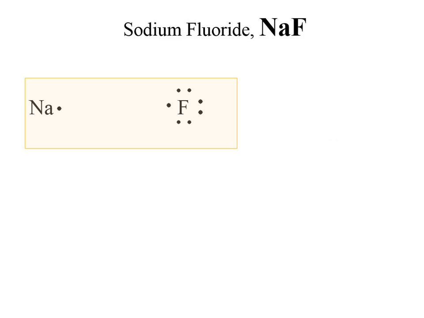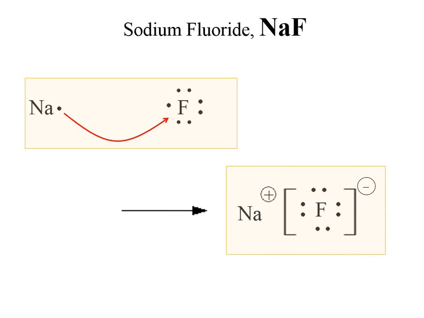So sodium has 1 valence electron. Fluorine has 7 valence electrons. What we know is that sodium will kick off its valence electron, and so it will become a +1 charge and fluorine a -1 charge.